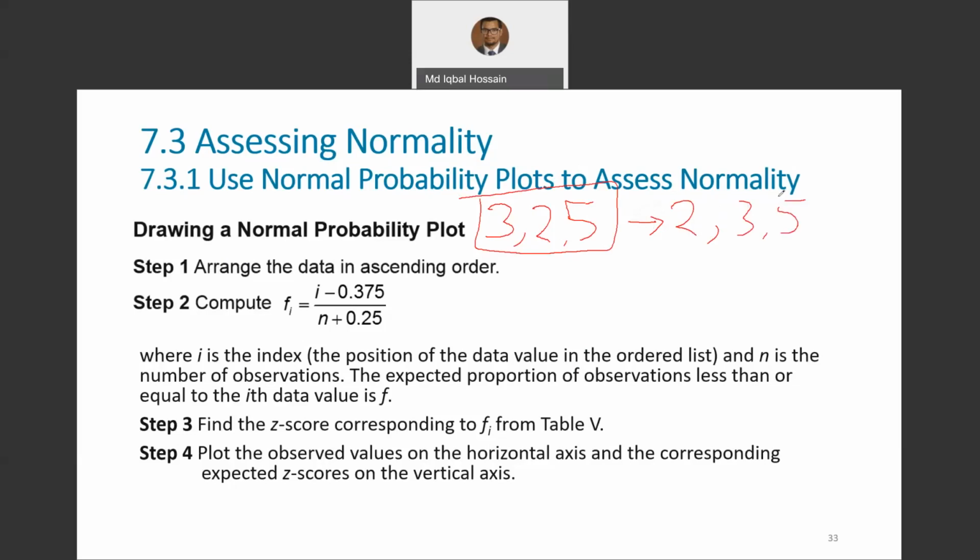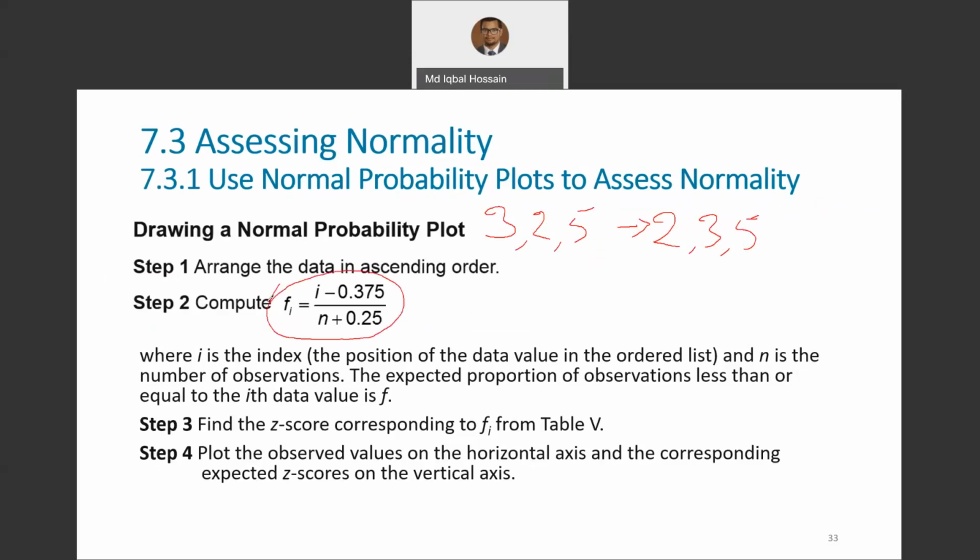The second step is finding our Fi value. Fi indicates this formula, and we are following this formula. The data was 3, 2, and 5, so after ascending we have 2, 3, 5, right? Now you can see this is the formula we are looking for, and then we are finding this value.